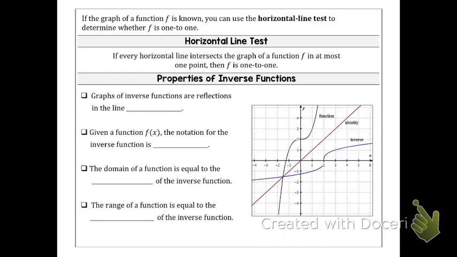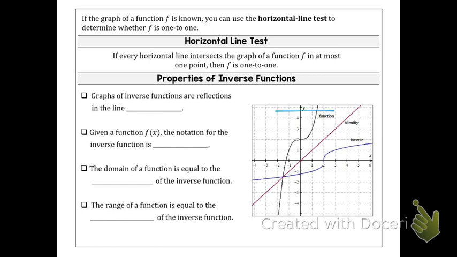All right, if the graph of a function f is known, you can use the horizontal line test to determine whether f is a one-to-one function. So we talked about before the vertical line test, and remember we used that to see if a graph was a function. And that's why we took that vertical line or your pencil and we went across the graph, and as long as it didn't touch it in more than one spot, it was good. The horizontal line test says if every horizontal line intersects a graph of f in at most one point, then f is said to be one-to-one.